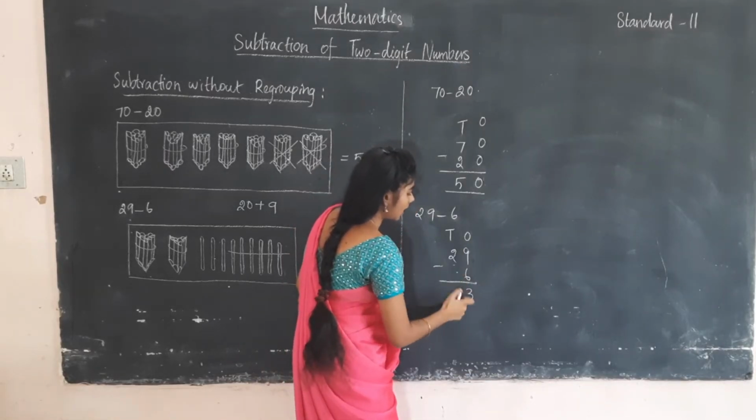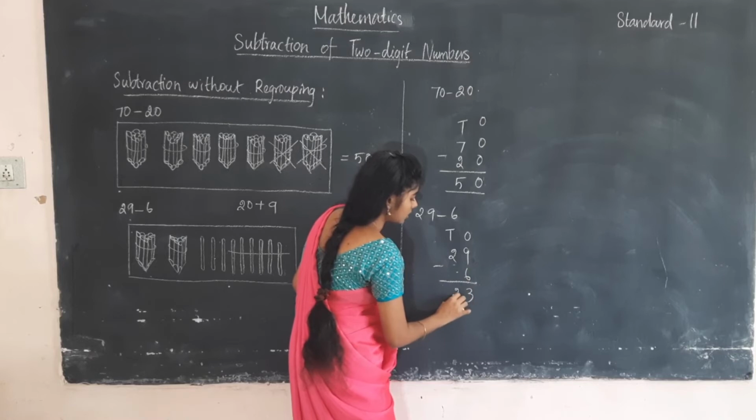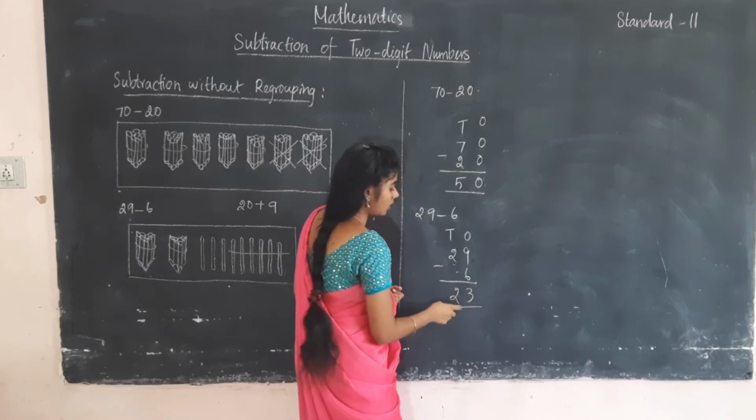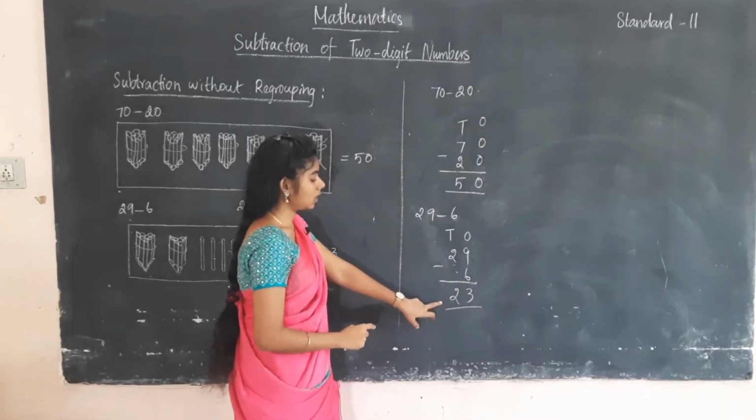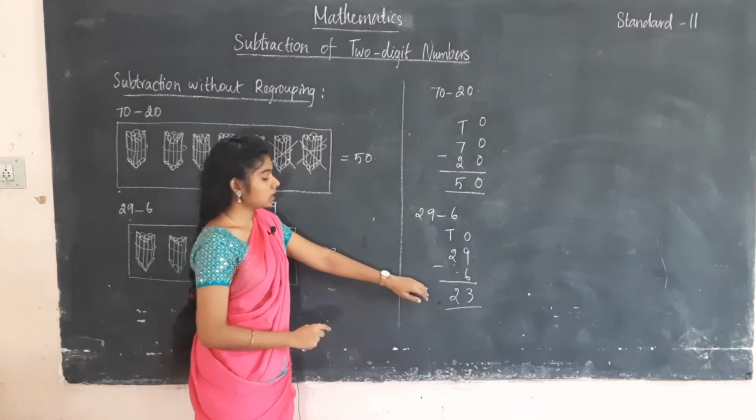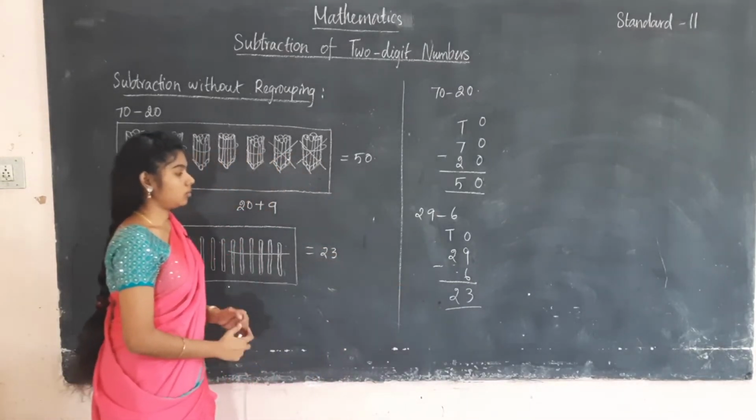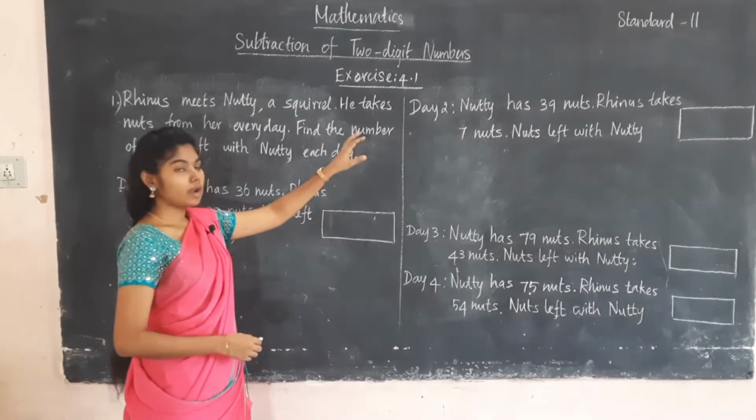Then write the number as it is in the tens place because there is no number in the second. So the answer is 23. So this is the way of subtracting the 2-digit numbers. Now we are going to try the exercise problem.